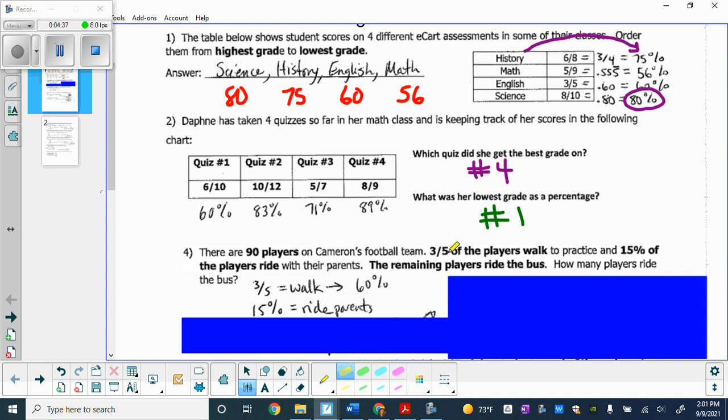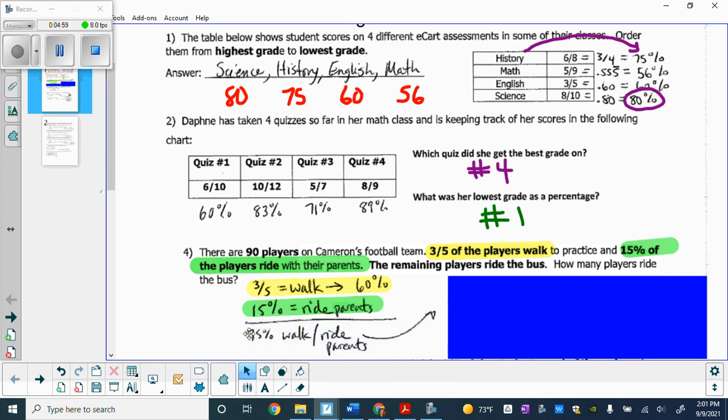So the first part that we have is that 3/5 are walking. So 3/5 walk, and you guys know that that's 60%. So 60% are walking. Now 15% ride with their parents. So far we have 60% and 15% taken care of. And if I delete that box, we can see that means 75% total either walk or ride with their parents. If I just add these up, 60 plus 15 is 75. So the number of people who walk or ride with their parents, we have 75% of the players, okay?